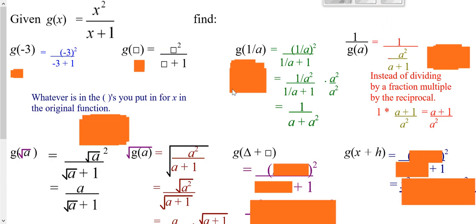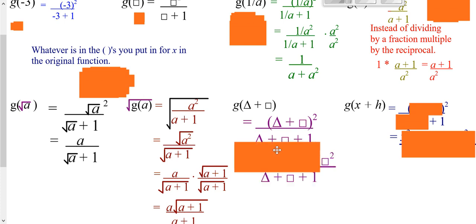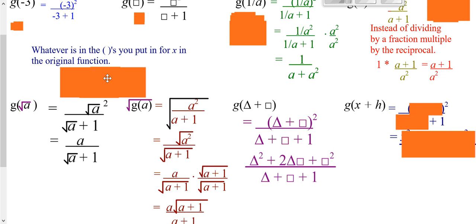Next one, I need to go input squared over input plus 1 because that's my rule. My input is triangle plus box, so it's triangle plus box squared over triangle plus box with that plus 1. There's nothing we can do to the bottom, but remember triangle plus box, all squared would be triangle plus box times triangle plus box, so we could FOIL that out.